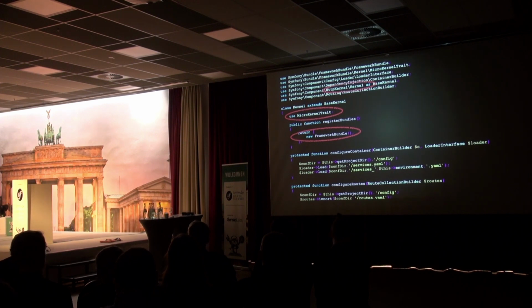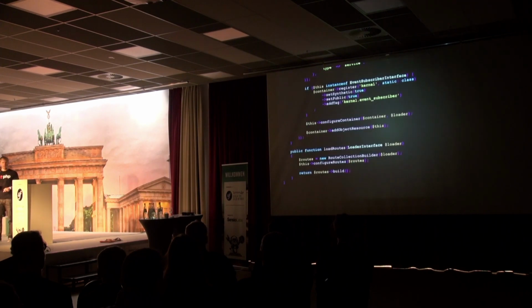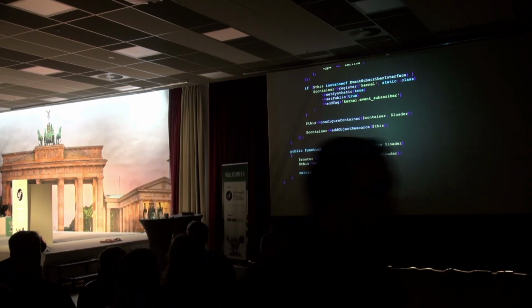You might have heard of the microkernel trait. It's just a trait that helps you to configure things easier. This is just some configuration. And I can tell you a secret, or I'm not sure if it's a secret anymore. Fabien does not like this trait at all. He doesn't like the name of it. He says there's nothing micro about this trait. It's just a normal kernel. So this shows you a little bit of Symfony under the hood and a little bit how you build it yourself.